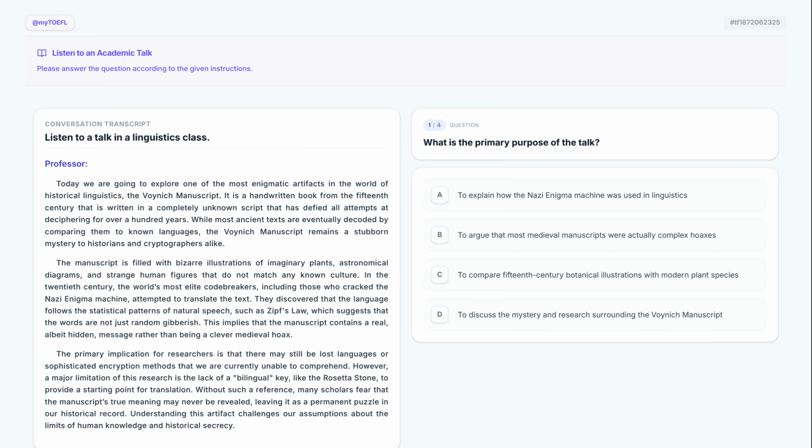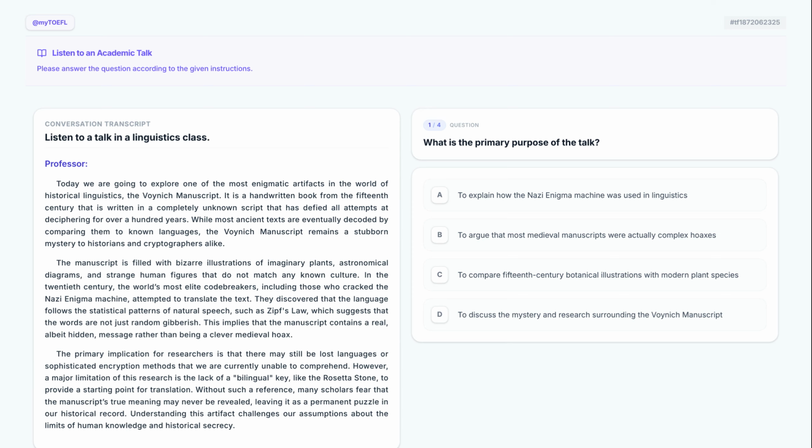Listen to a talk in a linguistics class. Today we are going to explore one of the most enigmatic artifacts in the world of historical linguistics, the Voynich Manuscript. It is a handwritten book from the 15th century that is written in a completely unknown script that has defied all attempts at deciphering for over 100 years. While most ancient texts are eventually decoded by comparing them to known languages, the Voynich manuscript remains a stubborn mystery to historians and cryptographers alike.